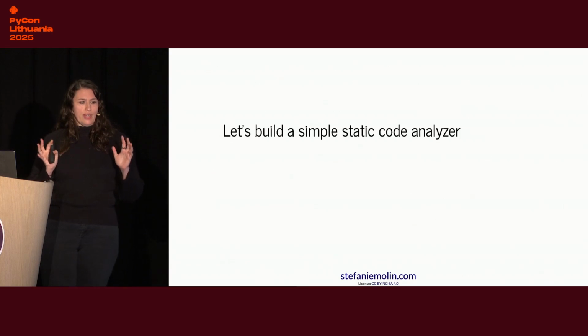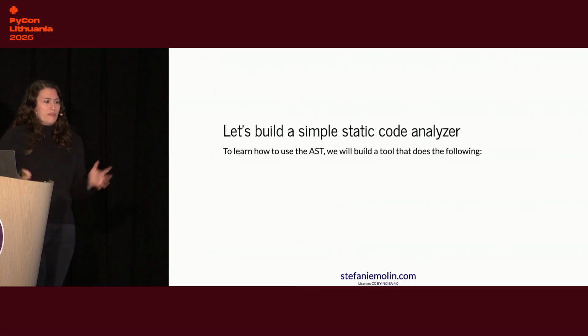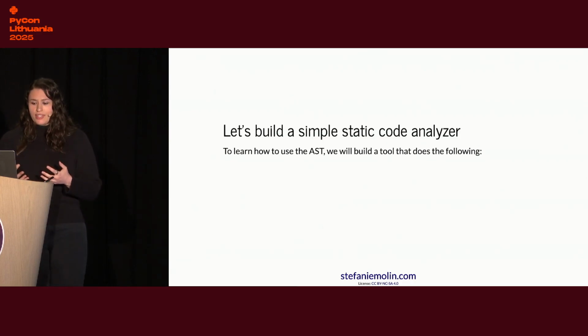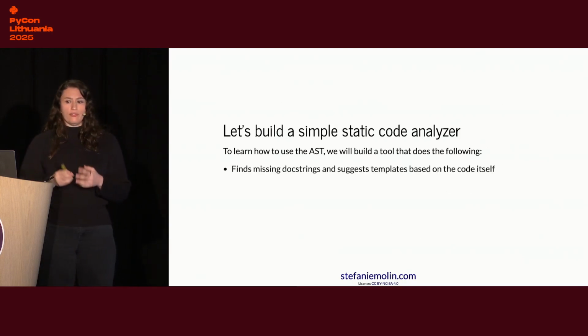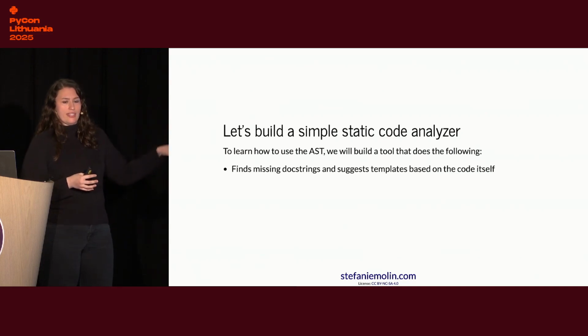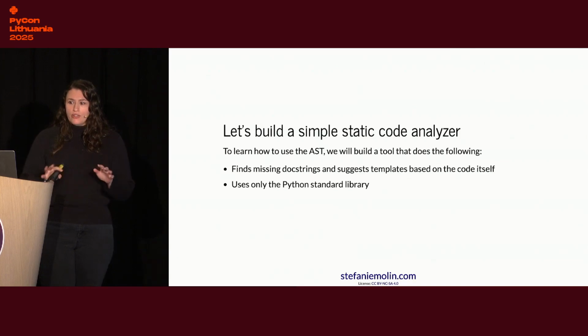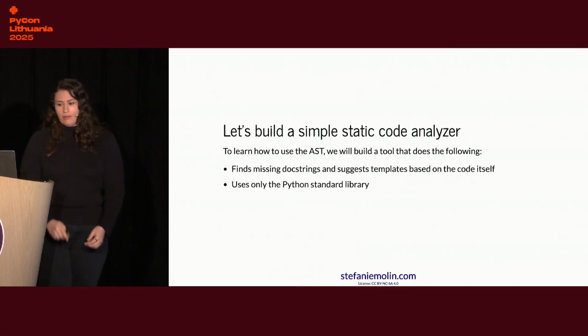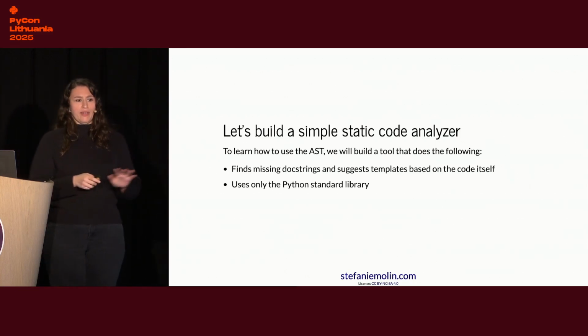Okay, so now we're going to go and actually build our static code analyzer. And again, our aim here is to build it so that we learn how to use the AST. And to do that, we're going to build a simple tool that is going to find missing docstrings and then suggest templates, based on the code itself, of what the docstring should look like. And we're going to do this using only the Python standard library. Tools may exist that do this already, and that is beyond the point of the keynote, right? We want to focus on how we actually work with the AST.